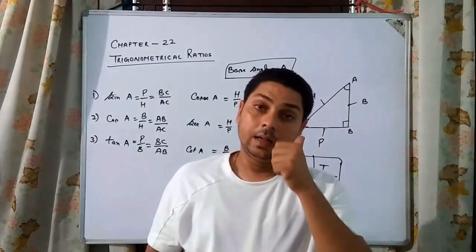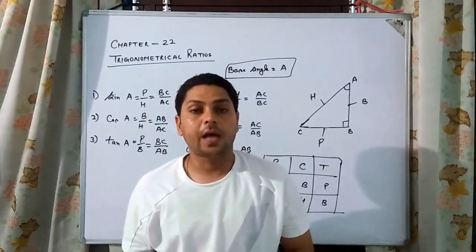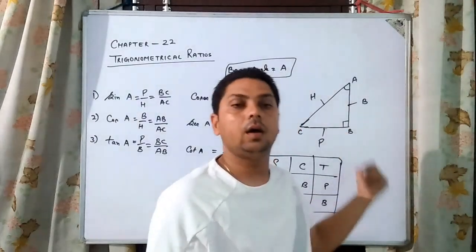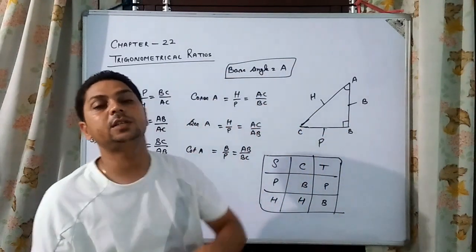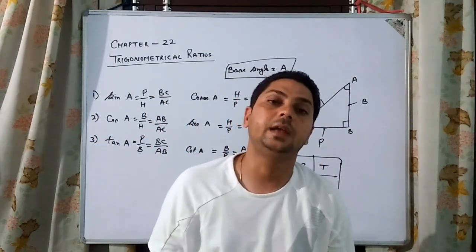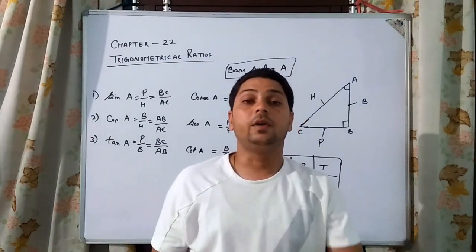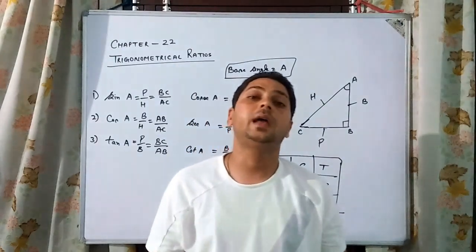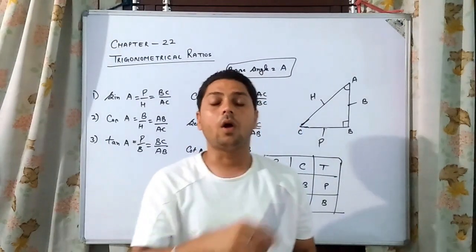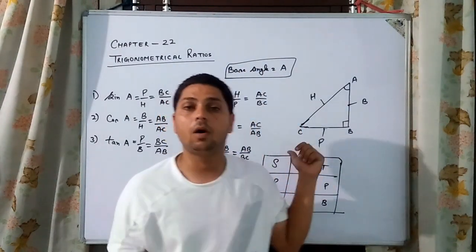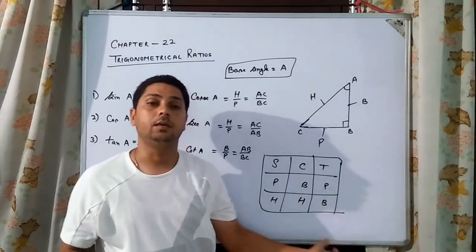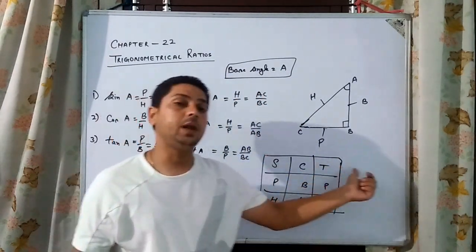Then three trigonometrical ratios: sine, cos, tan. Then the inverse of each of these trigonometrical ratios. What is the inverse of sine? Inverse of sine is your cosecant. Inverse of cos is your secant, and inverse of your tan is cot. Write down all the trigonometrical ratios. Then this table.